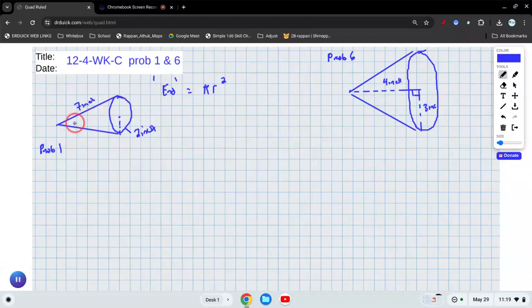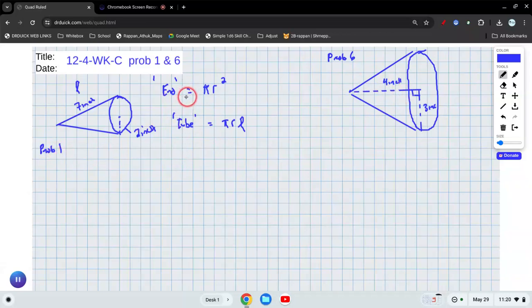To get the surface area of the actual cone part, which we're calling the tube in all these examples, it's going to be pi times the radius times the length of the slant. I'm going to put L for length of the slant. The reason we have to designate this is that problem 6 is different. Problem 1 is going to work this way.